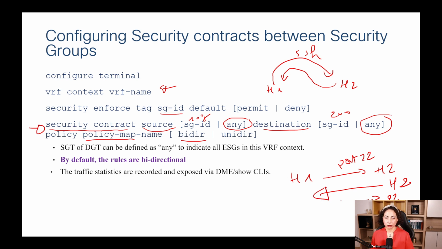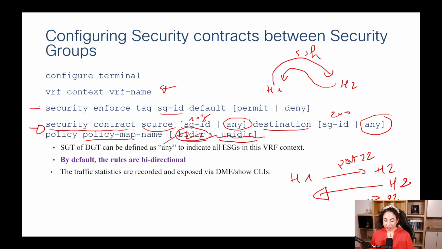So we do not need to have the burden of creating one contract in one direction and another contract in the other direction. If for whatever use case or reason we would need to do this, we can do it by using unidirectional contracts. But by default, we have bidirectional contracts. So if we do not specify anything at the end of the command line, all the contracts will be bidirectional.